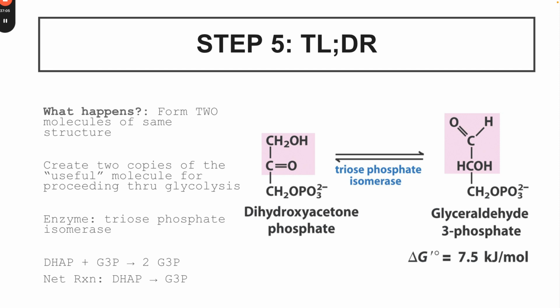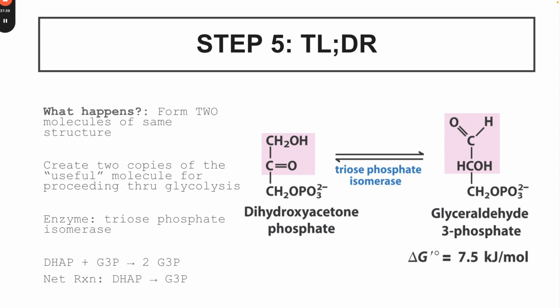And then reaction 5, our last reaction of the preparatory phase. This is actually my favorite reaction. So it forms 2 molecules of the same structure. Like I said, G3P makes the cut, DHAP doesn't. Here we're taking DHAP and turning it into G3P so it can actually go into the payoff phase. We have the enzyme triose phosphate isomerase. Here again we have an isomerase, which is the changing of isomeric forms. And it can also be stood for as TIM.